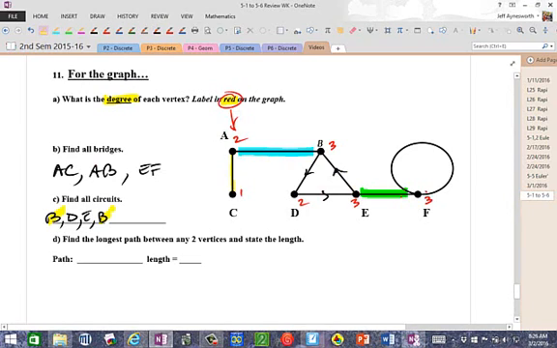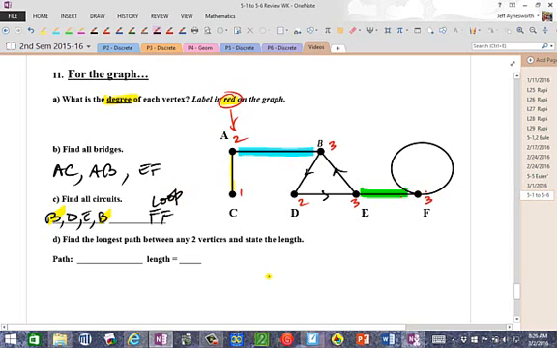And there's another circuit, F back to F. That's the shortest one here. So FF, your loop, would be your second possible circuit right here. And what is the longest path of any two vertices, and state the length?